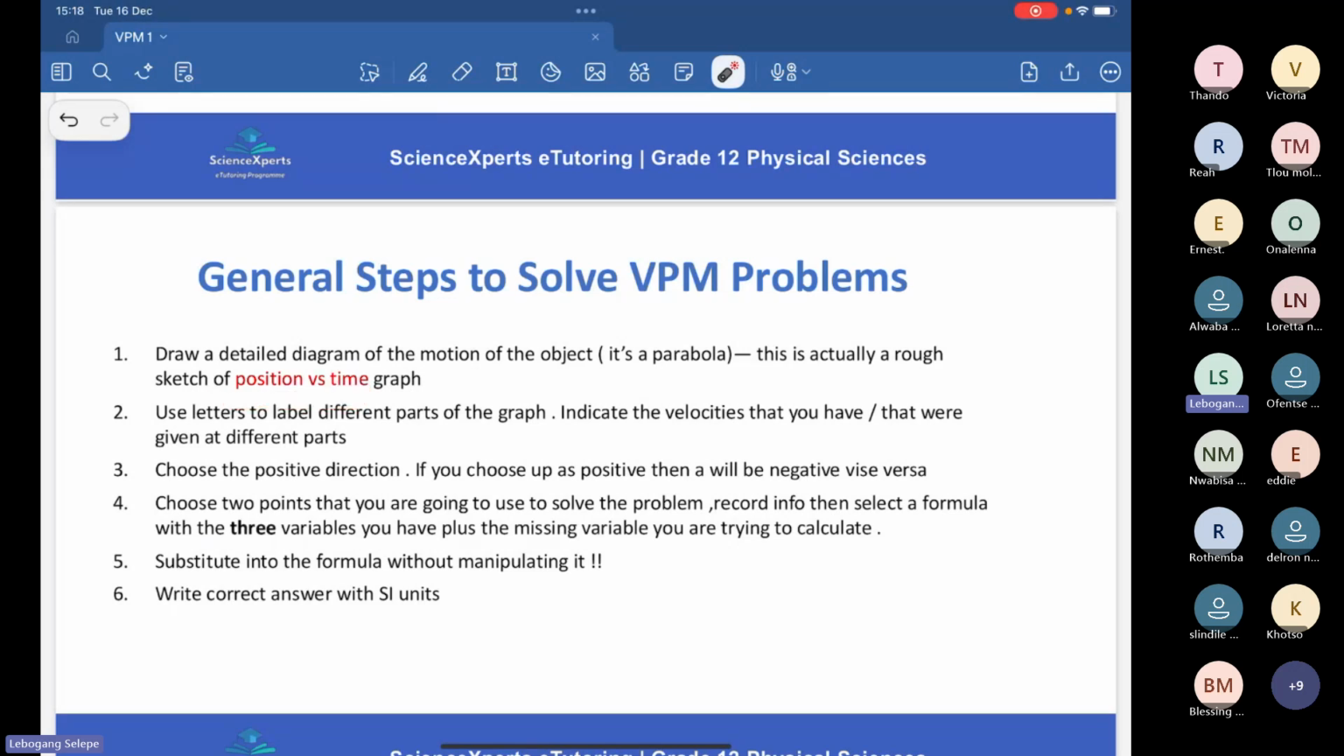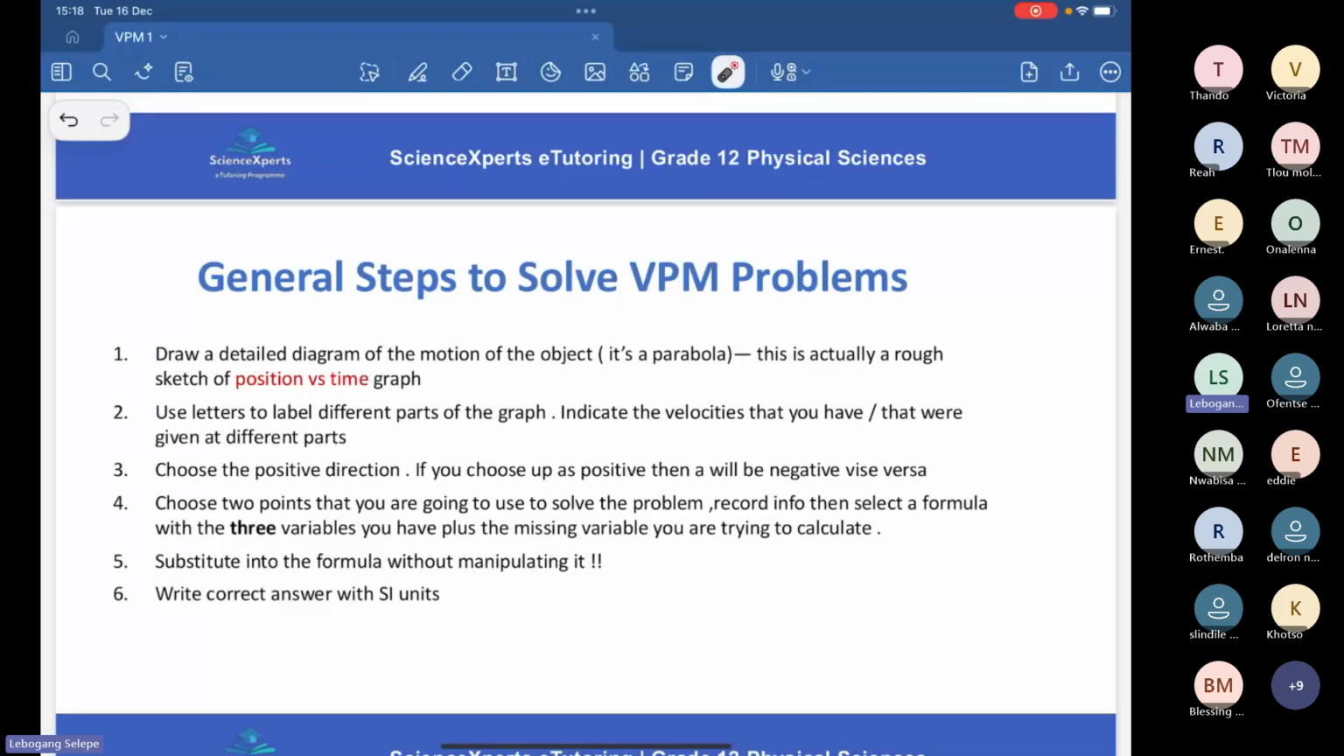So then what you do is you're gonna label different parts of the graph using letters. Sometimes you can use numbers, right? I will show you what I mean, right? Then at different letters of that motion, if you have the velocities, indicate them on your rough sketch. Just put information on your sketch. Just like in Euclidean geometry, you always put information on your sketch. So do that. Put in the velocities that you have at different points.